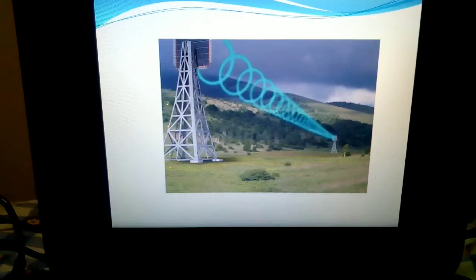But the advantage is that microwave propagation provides a much higher frequency data transmission compared to radio waves, and it is one of the most secure forms of communication. Now here, periodic repeaters are necessary for long distances. I said microwaves are used extensively for long distance.